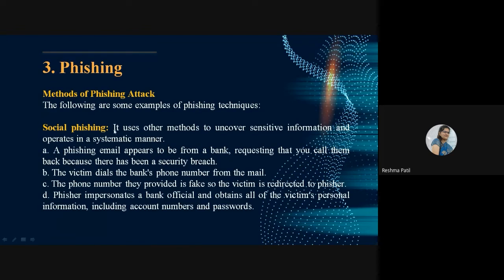Social phishing. Here you will get a mail from the bank that there is a security breach and you have to call on this particular number. Then the victim will call the number given in that mail. That number is of the phisher. So the phisher will pretend that he is an employee of the particular bank, and you have to provide this information because there is a security breach and your amount is going to be deducted. So immediately if you get such a message, you will reveal your information.